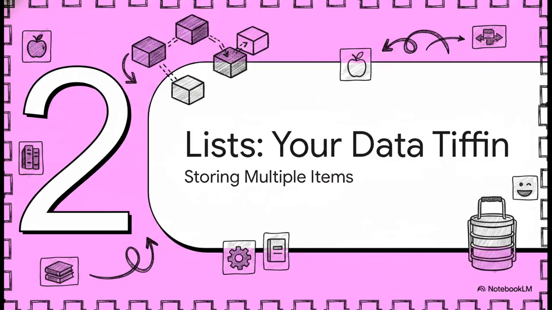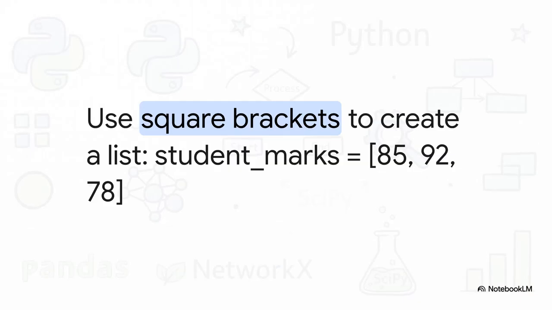Bahut badhiya, you've got the basics down. Now let's look at lists, which let us store multiple items all together. Let's read this line of code together. We say student_marks equals, and then we open up some square brackets. The absolute second you hear or see square brackets, your brain should scream, list.